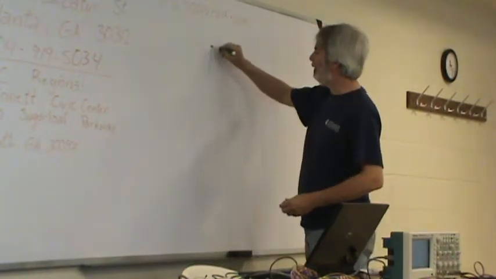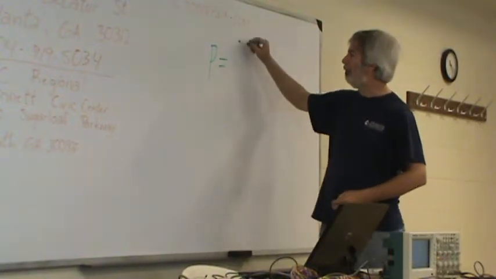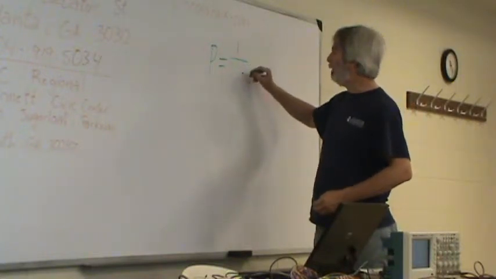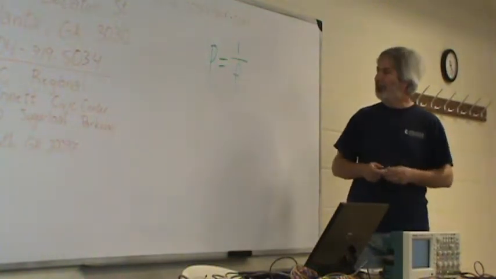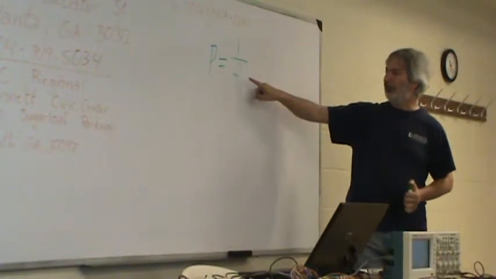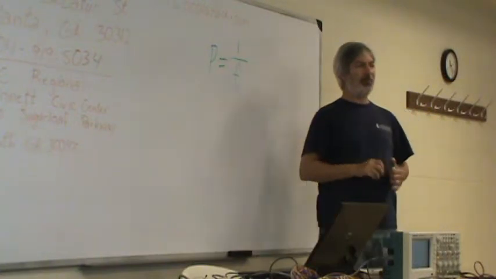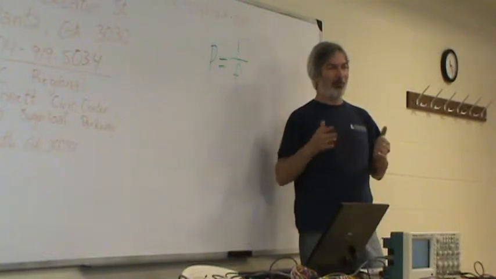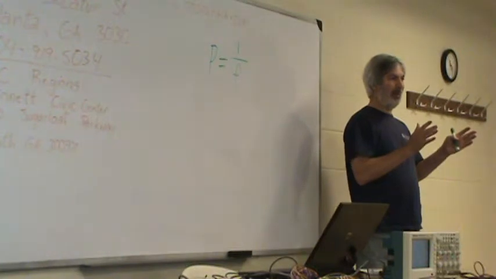When you start dealing with scopes, and in fact, even when you're dealing with microcontrollers at any point, you pretty much need to understand this formula. What this formula tells you is the period of a signal is 1 divided by the frequency. This allows you to convert a frequency, the number of times something happens in a second, to how long that is.